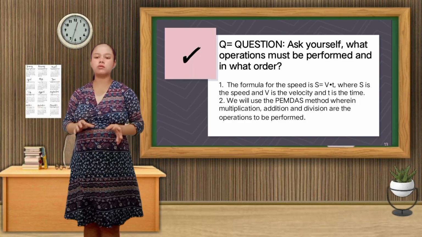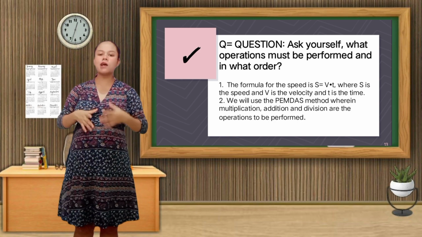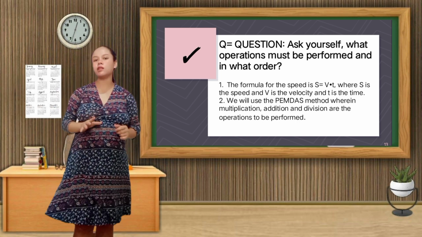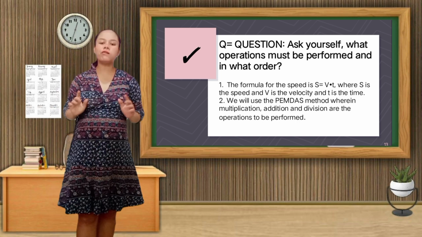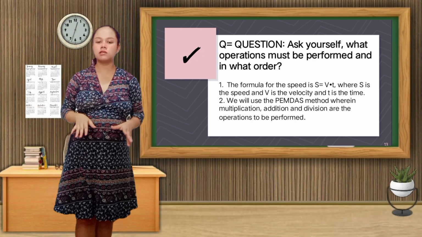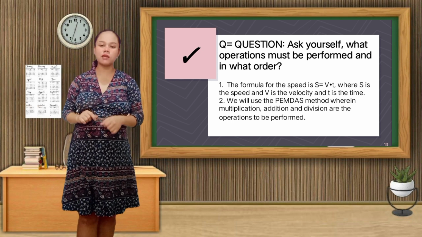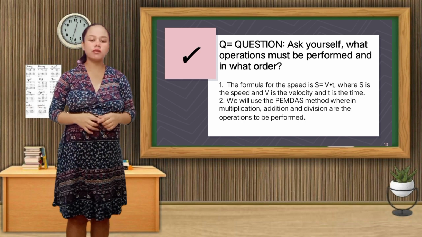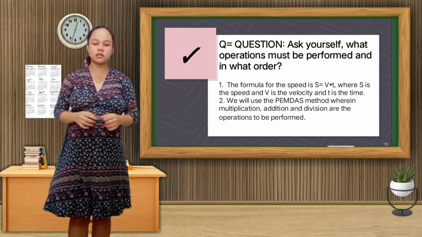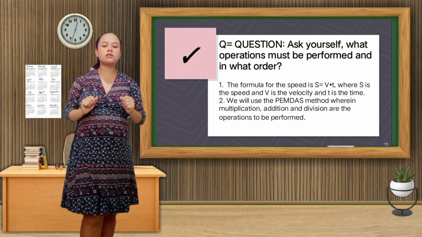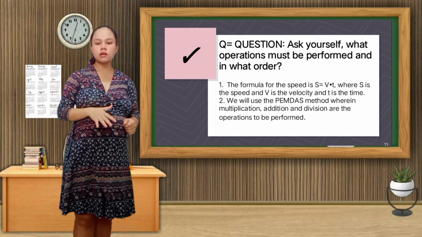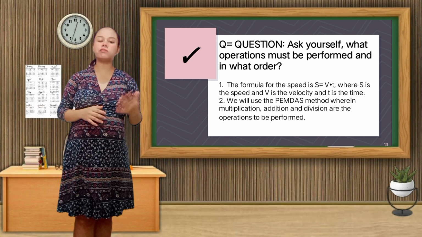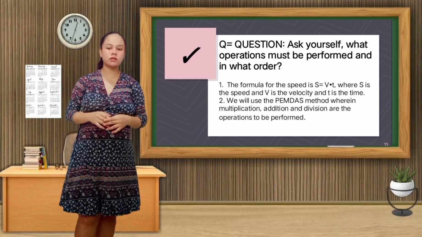So the next step is to question. Ask yourself what operations must be performed and in what order. So the formula for the distance is S is equal to V times T, where S is the distance, V is the velocity, and T is the time. So we will use the PEMDAS method, wherein multiplication, addition, and division are the operations to be performed.